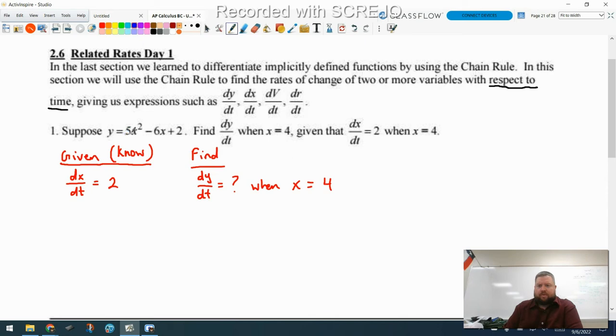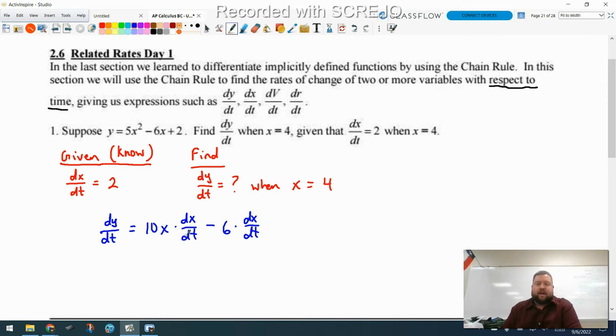We're taking the derivative of this implicitly with respect to time. The derivative of y is 1, but we're going to write that as dy over dt because it's 1 multiplied by dy over dt. So the derivative of y is dy over dt. The derivative of 5x squared is 10x, and we're going to multiply that by dx over dt. The derivative of negative 6x is minus 6, and I'm going to multiply that by dx over dt.